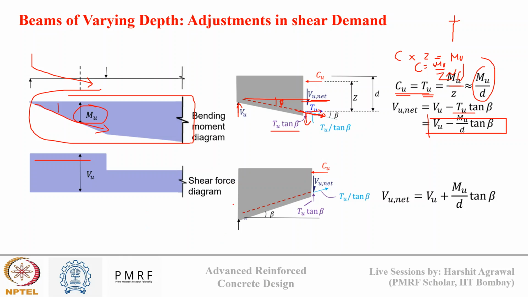Similarly, if the depth of the beam is decreasing in the direction where Mu is increasing, then this minus will become plus, because now tan beta will act on the opposite side. So Vu plus Tu tan beta will be equal to Vu net, and Tu I can write as Mu by d, so we get this formula.